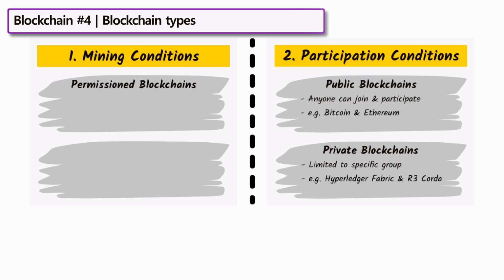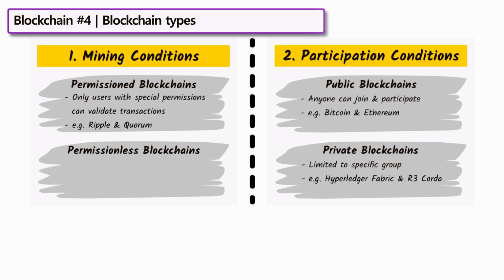Permission blockchain. Only users with special permissions can validate transactions. Ripple and Quorum are examples. Permissionless blockchain. Anyone can join and validate transactions without any restrictions. Bitcoin and Ethereum fall into this category as well.